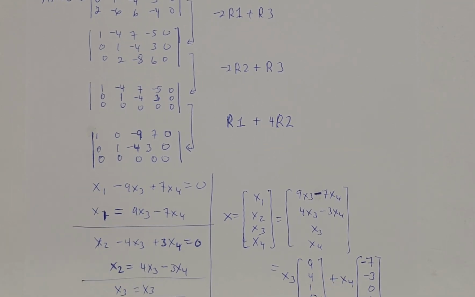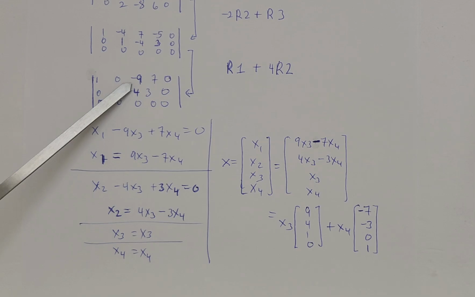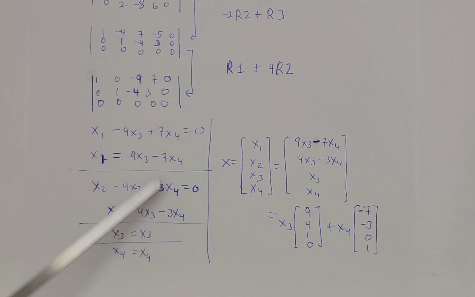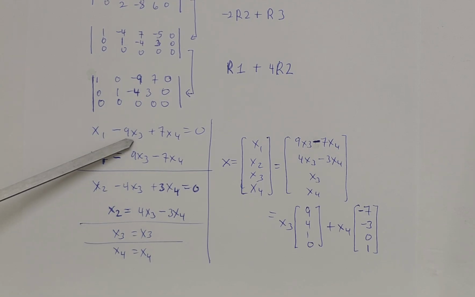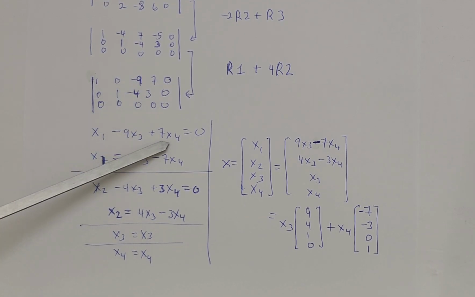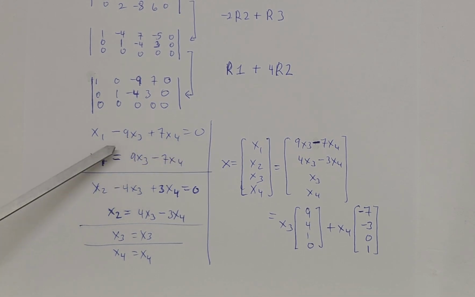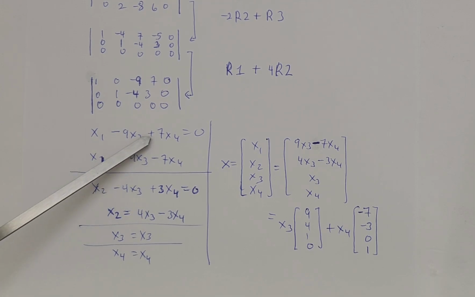Let's move this up a little bit more. So here we go. I have x1 minus 9 variable 3 plus 7 variable 4 equals 0. Solve for variable 1. So move the negative 9 over, and the 7 over. The negative 9 becomes positive 9. Positive 7 becomes negative 7.